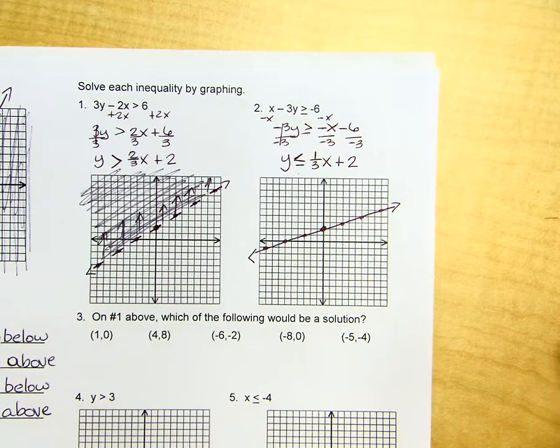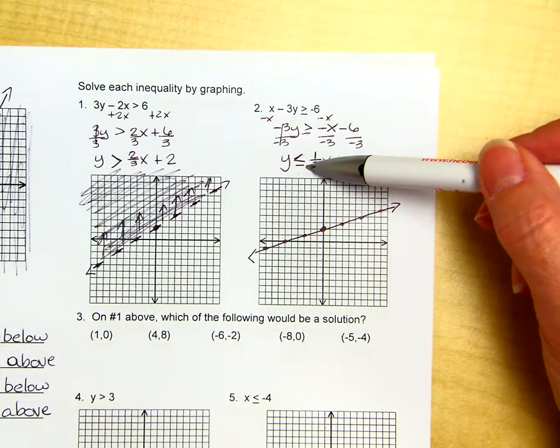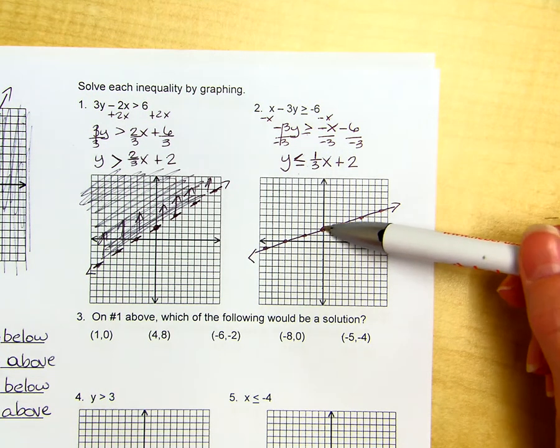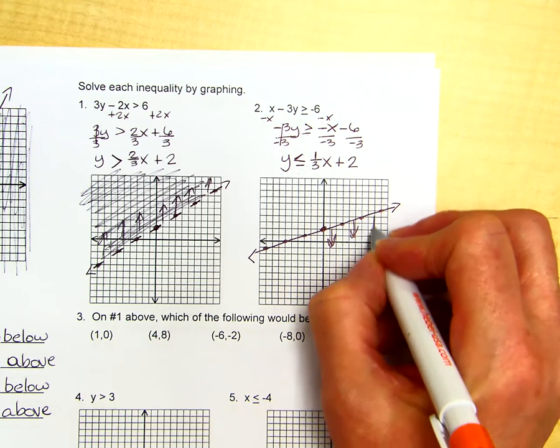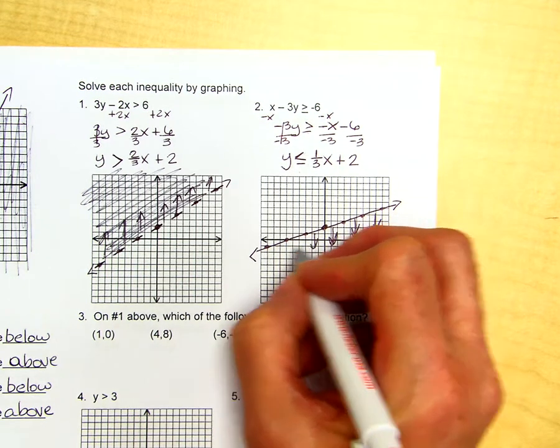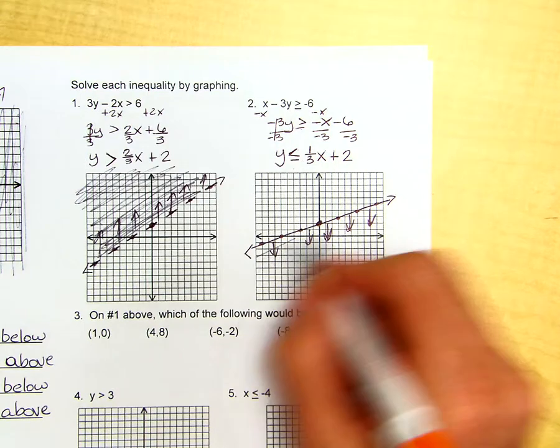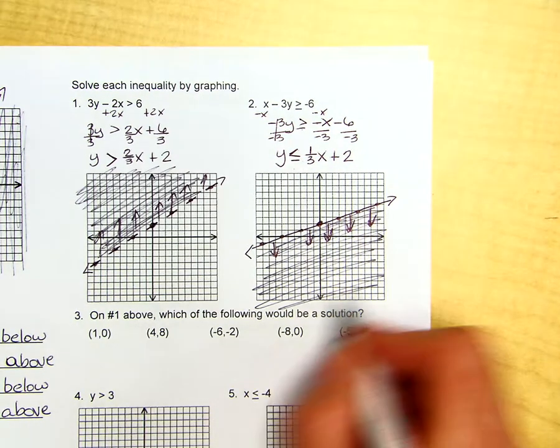All right, so less than or equal to means we're going to go below this. Where we see that, we're going to go below. And just shade everything in that's below that line.